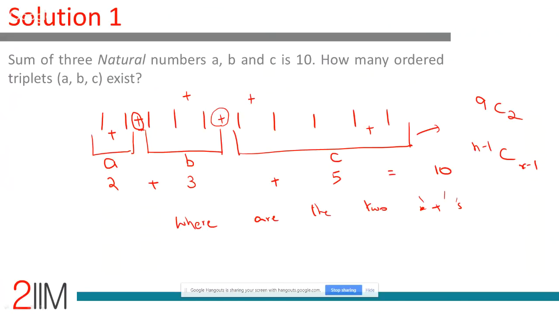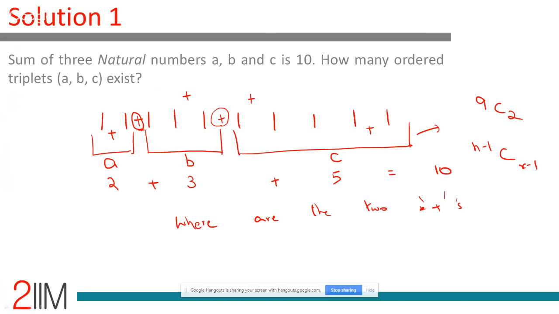Find that, 9 into 8 by 2, whatever that answer is. So find the number. But the formula is very easy. N minus 1, C, R minus 1. So plug that in, or even brute force this. All that is good. But the funda, the way of thinking, is very important, very vital.